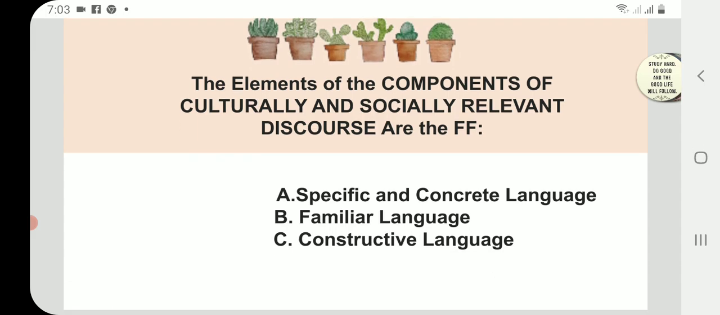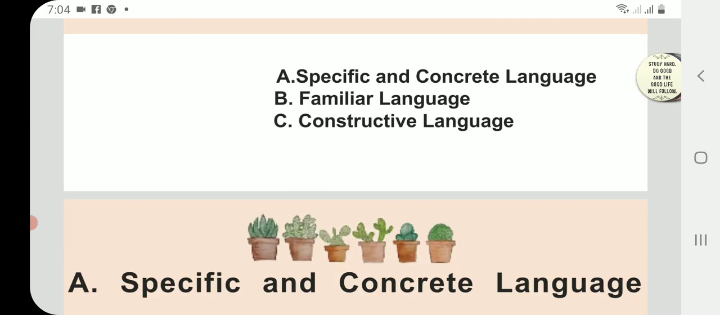Letter A, specific and concrete. Letter B, familiar language. Letter C, constructive language.